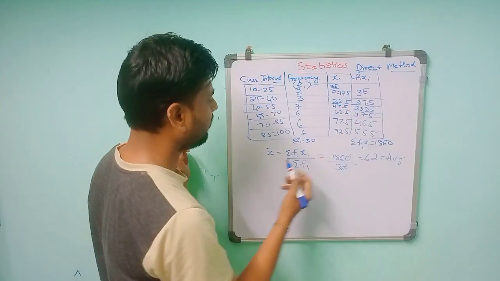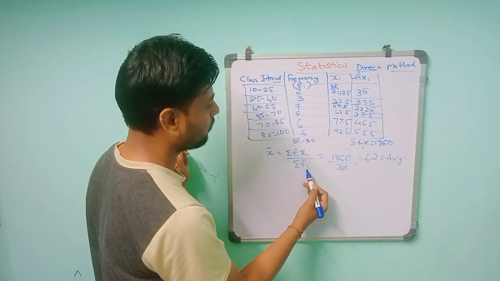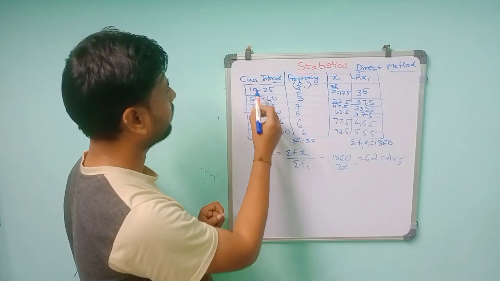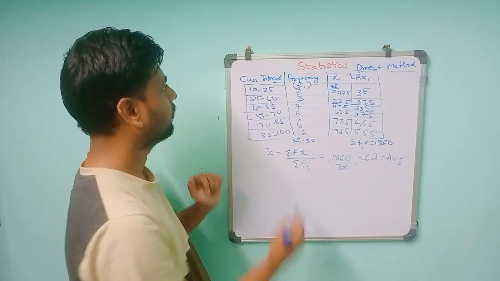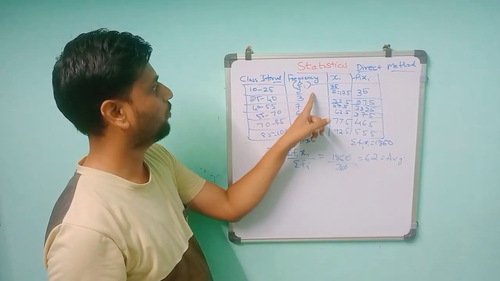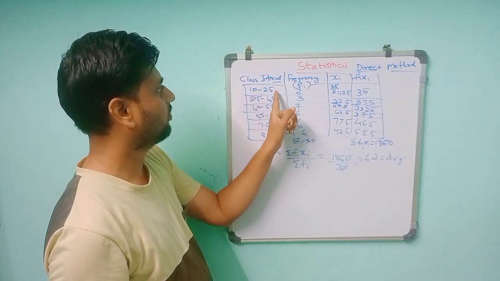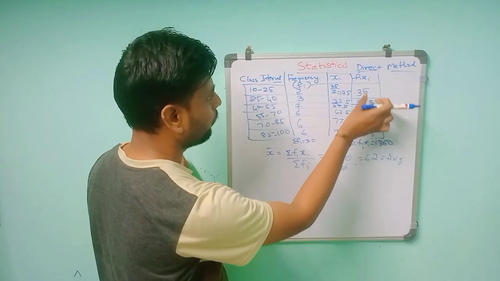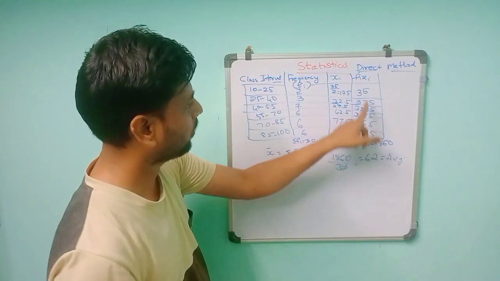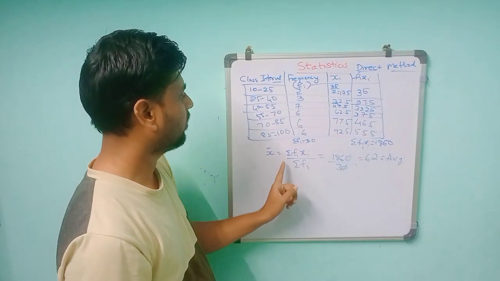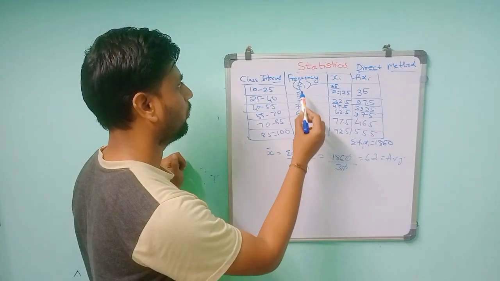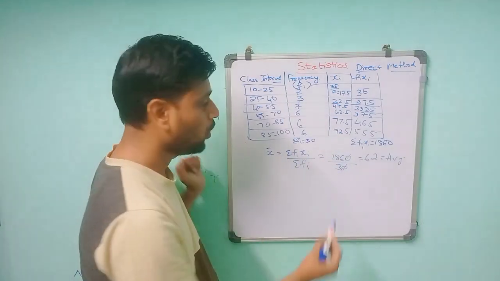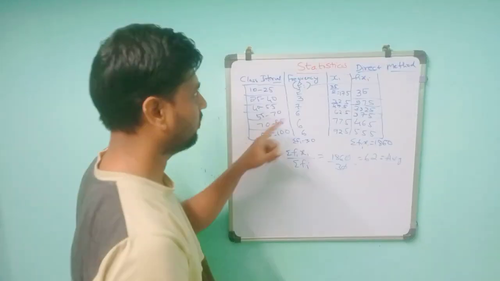So for the direct method, x bar is equal to sigma fi xi divided by sigma fi, equal to 1860 by 30, equal to 62. So first we have to take the range, they will give class interval or range, so 10 to 25, like that for frequency you have to take. Upper class limit plus lower limit by 2 you will get the xi values, then fi into xi we will get the values, we have to add the values total and you get sigma fi xi. Sigma fi is the frequency, that is the given number of students. Then sigma fx by sigma fi is equal to 1860 divided by 30 is equal to 62. So this is one method.